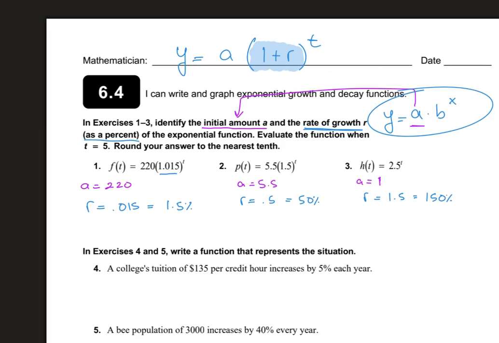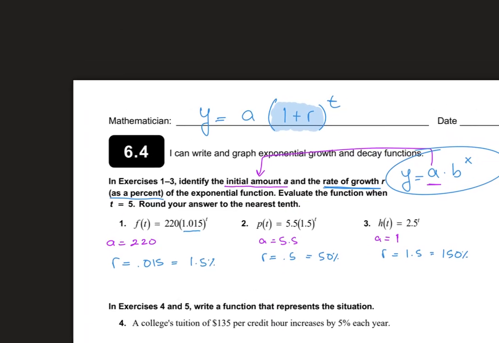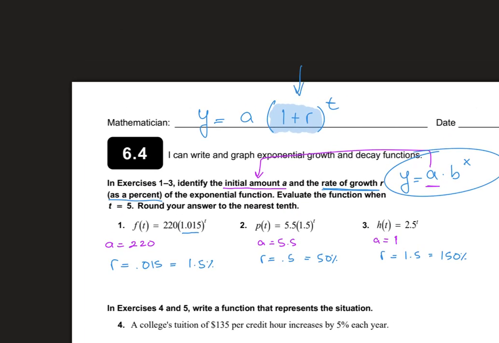150%. If you're wondering how I'm doing that, so imagine we have this 1 plus r. Well, what if we said, okay, 1 plus r is equal to 1.015? So you would subtract 1 from both sides, and then the rate would be equal to 0.015, right? That is what we did down here.